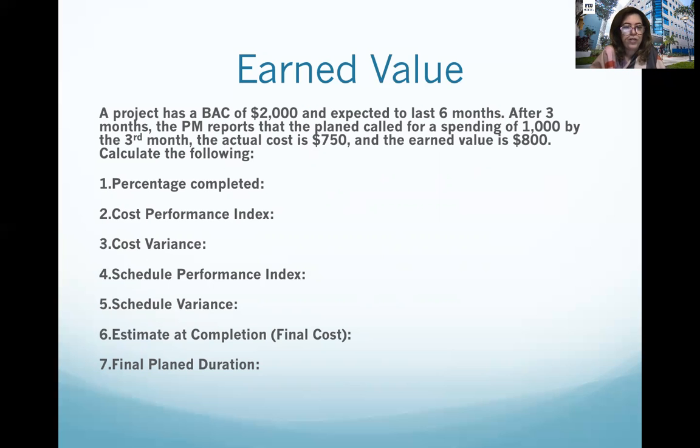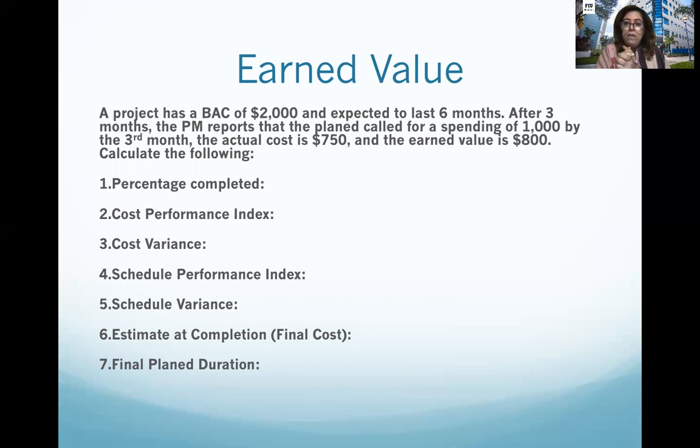So this is a project with a BAC, budget at completion, of $2,000, and the expected duration is 6 months. After 3 months, the project manager reports that the plan called for spending $1,000 by the 3rd month. The actual cost is $750. So the planned value here is $1,000, but the actual cost is $750. And the earned value is just $800. You don't need to calculate the earned value because it's already given.